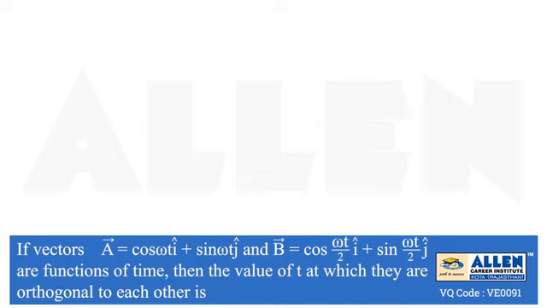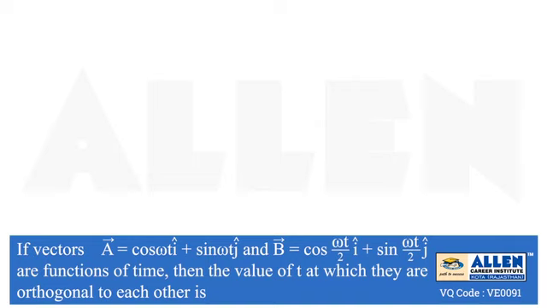If vectors A vector is equal to cos omega t i cap plus sin omega t j cap and B vector is equal to cos omega t by 2 i cap plus sin omega t by 2 j cap are functions of time, then the value of t at which they are orthogonal to each other is.